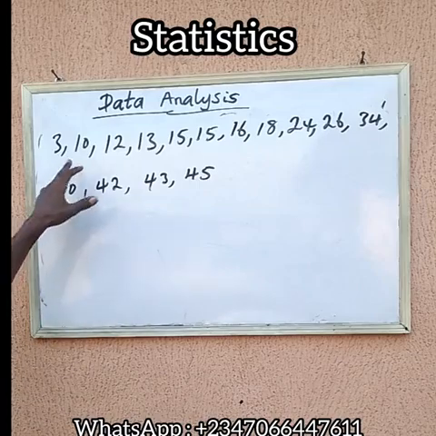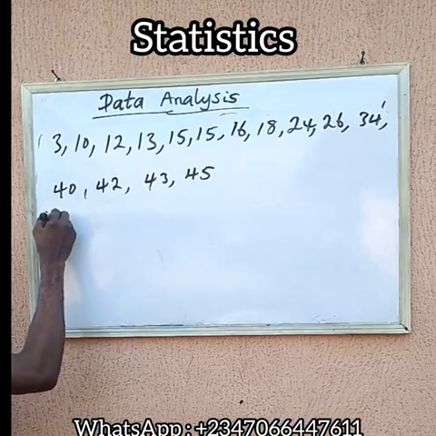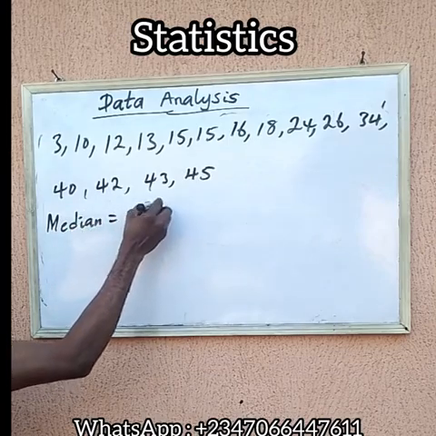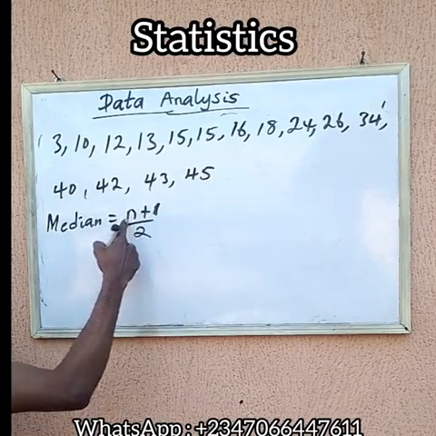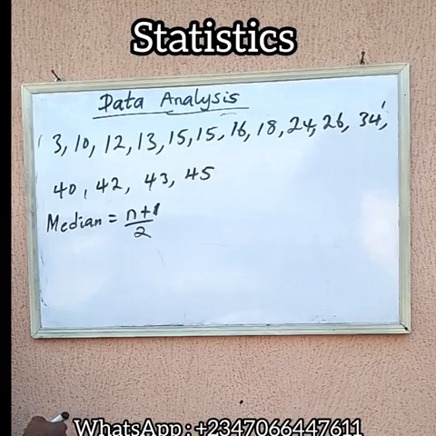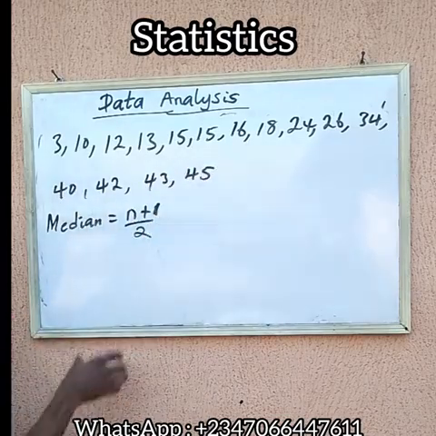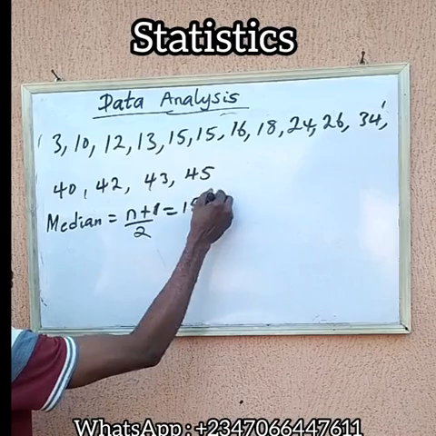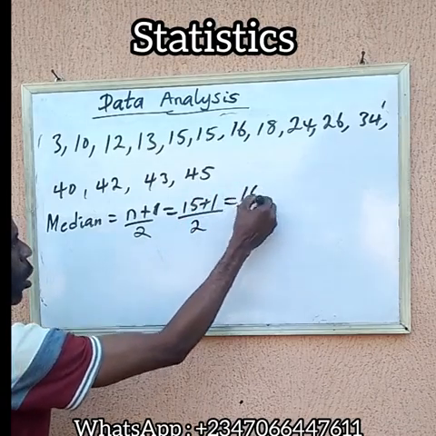Now, first of all, let us get the median. So we already know that we have 15 numbers. Now, how do we get the median? We use this formula: median is equal to (N plus 1) all over 2, where N represents the total frequency. N there now is 15 because we have 15 numbers here. So 15 plus 1 all over 2 gives us 16 all over 2.